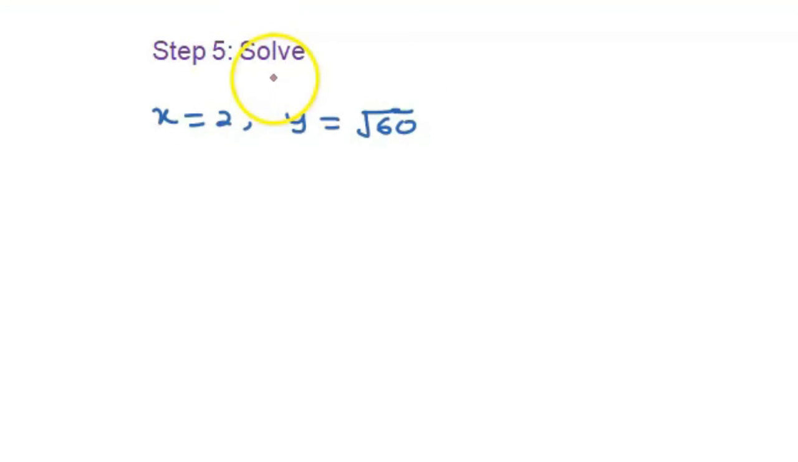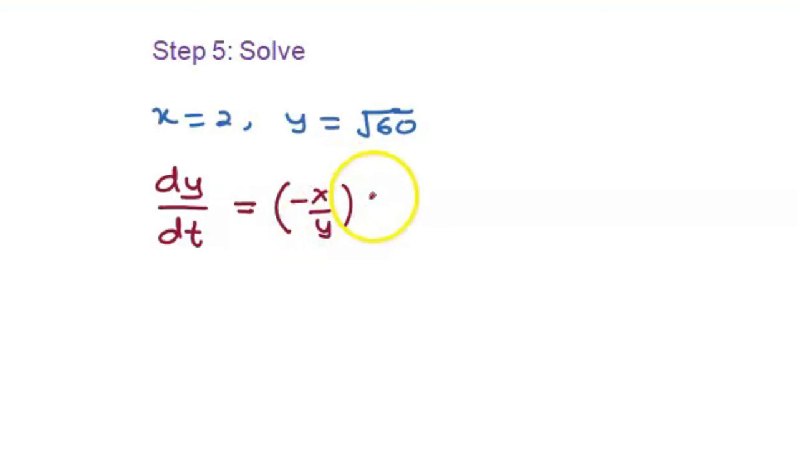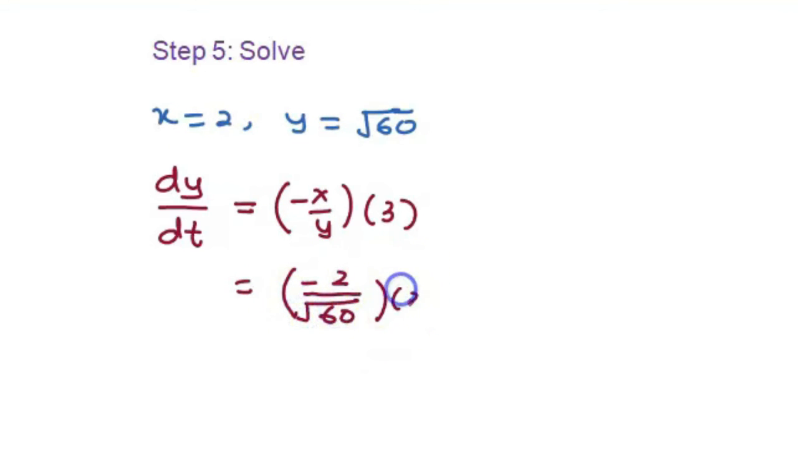Step 5, solve, is a continuation of step 4, in which we have obtained x equals 2 and y as the positive square root of 60. Using these two values, we are able to calculate the answer for dy over dt, as required in the question, as negative x over y times 3. Plug in the values of x and y into this function. We have negative 2 divided by the square root of 60 times 3, which gives us negative 0.775.